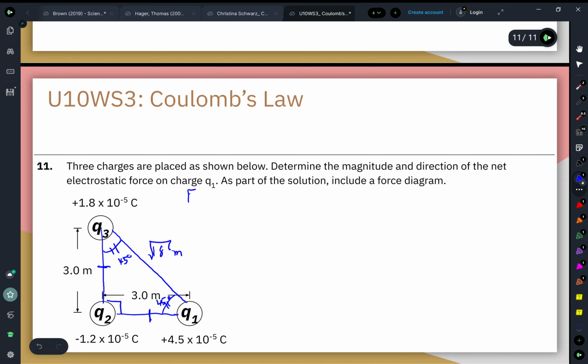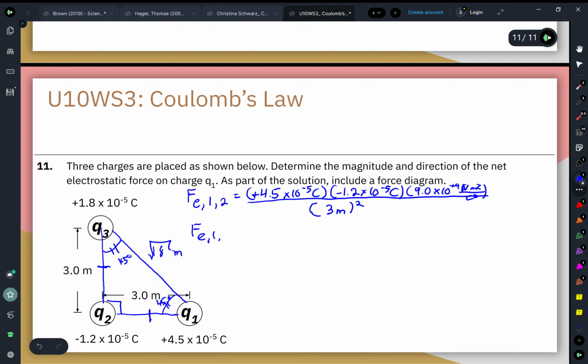The first force that I'm going to have is our electric force between charge Q1 and Q2. So charge Q1 has a charge of positive 4.5 times 10 to the negative fifth coulombs. Charge 2, negative 1.2 times 10 to the negative fifth coulombs. And then we have Coulomb's constant of 9.0 times 10 to the positive ninth newton meter squared over coulomb squared. All of that divided by the distance between them squared. The distance between 1 and 2 is 3 meters, squared.